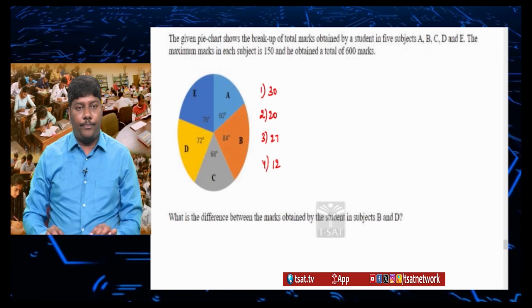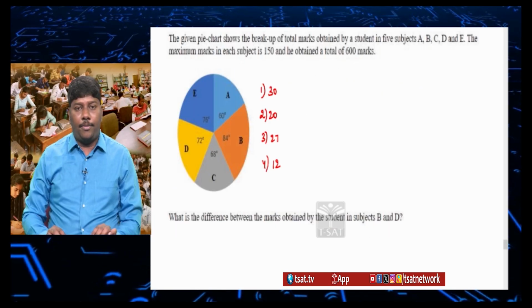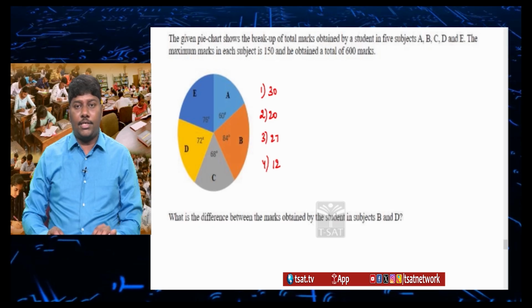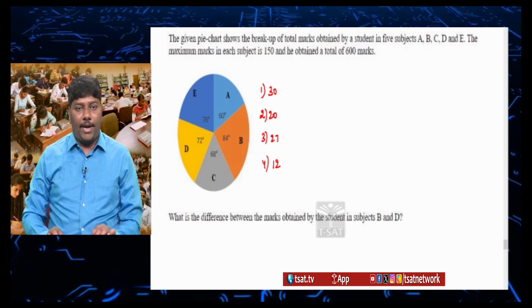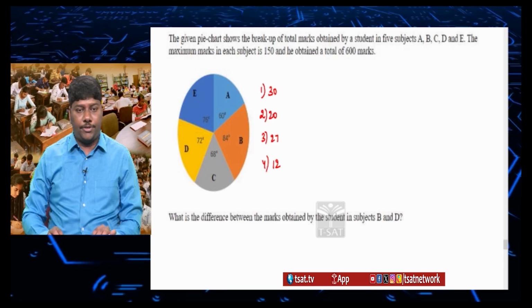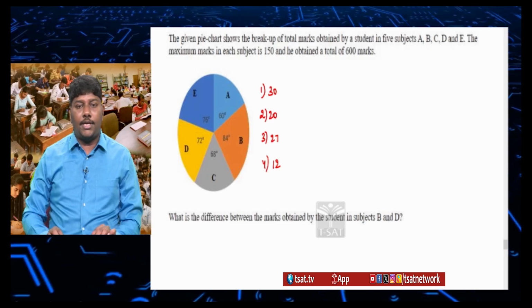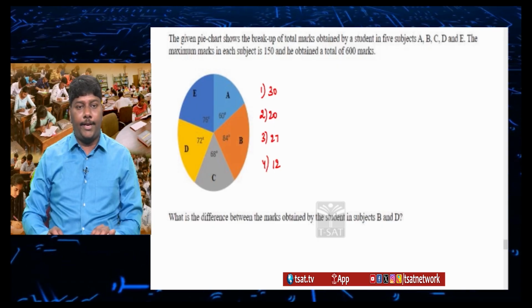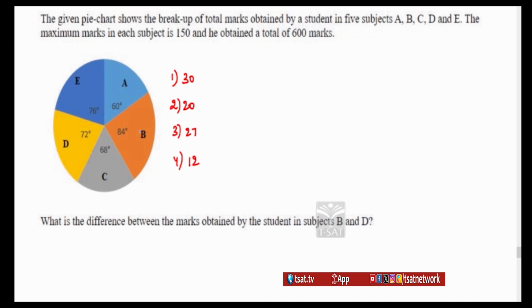Now look at this graph. The given pie chart shows the breakup of the marks obtained by a student in 5 subjects A, B, C, D, E. The maximum marks in each subject is 150. He obtained a total of 600 marks. What is the difference between the marks obtained by the student in subjects B and D? Look at B and D directly. So B here, D here, 72 and 84. The difference is how much?